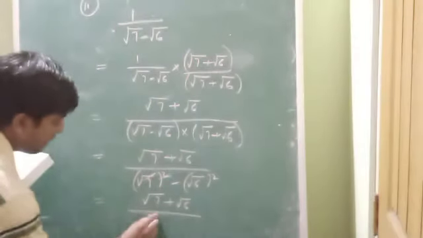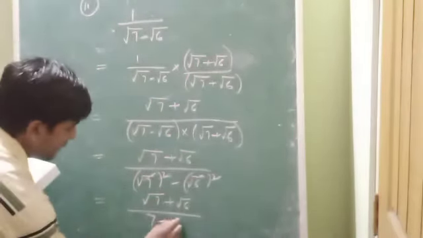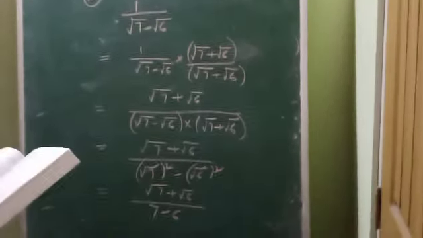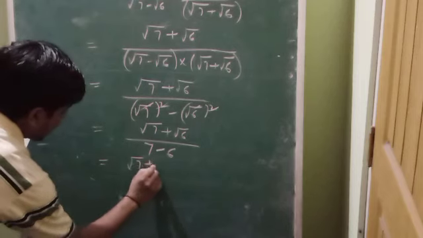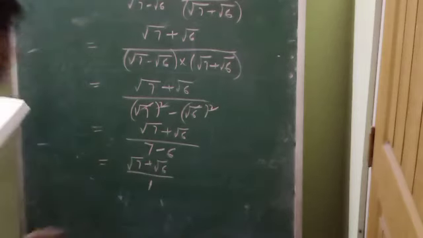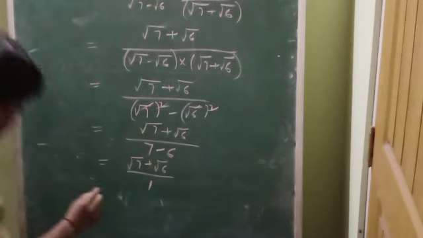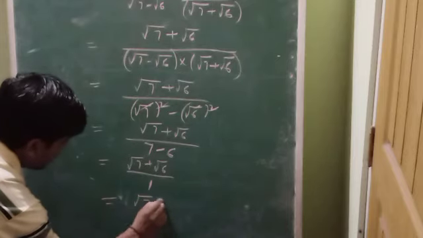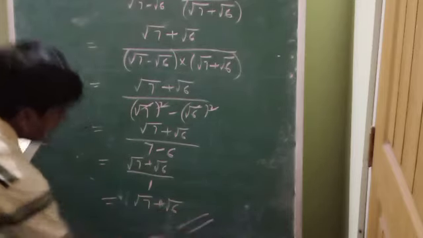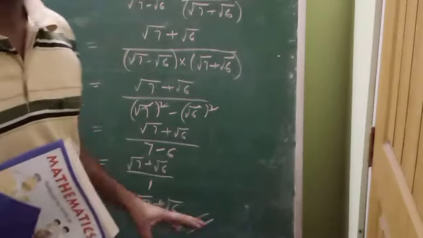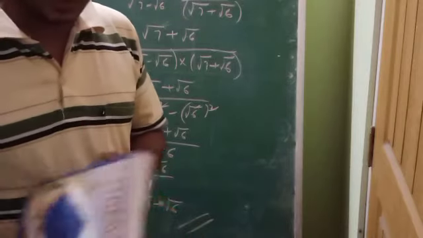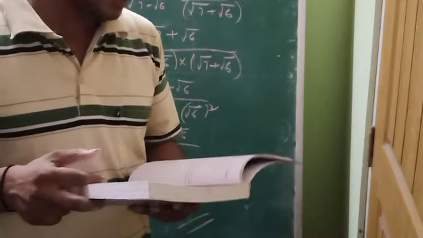Next, root 7 plus root 6. Square root cancels, what is left? 7. Square root cancels, what is left? Minus 6. Then root 7 plus root 6 over 7 minus 6, equal to 1. So the final result is root 7 plus root 6. This is the final result. Clear? So I hope all of you understood. These are very easy sums, and this is also important for your higher classes.